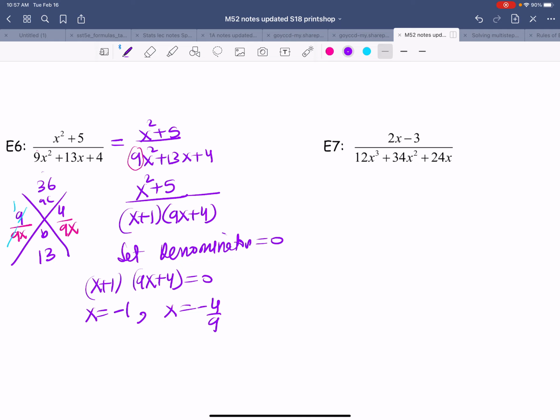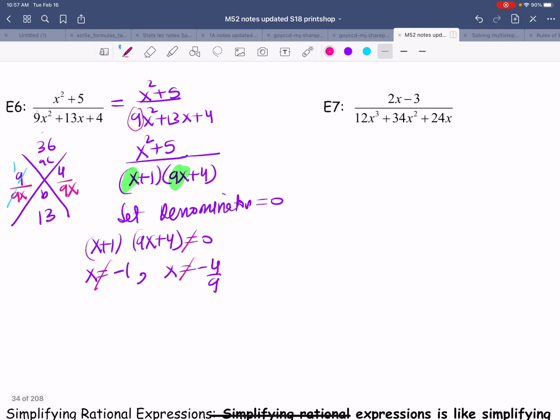negative 1 and negative 4/9. So we don't want these values. These are the bad guys. They are going to make my denominator equal to 0. And you can think about it. If you plug x as negative 1 in here, you will be dividing with 0. Or if you plug in x as negative 4/9 here, you will be again dividing with 0. And that's a trouble. Let's go ahead and draw the number line to write the domain in the interval notation.